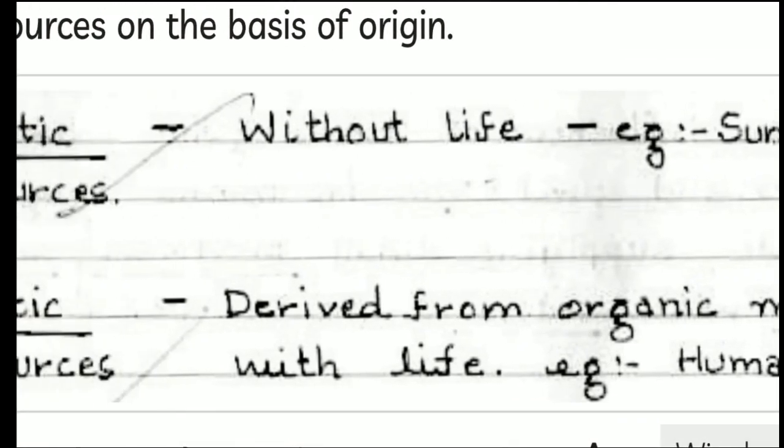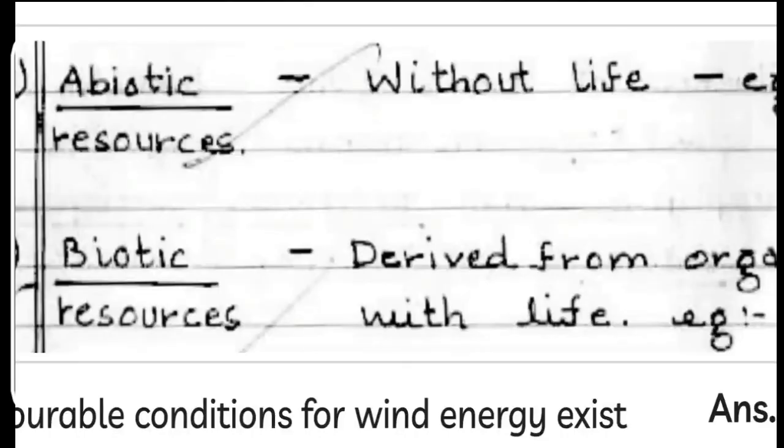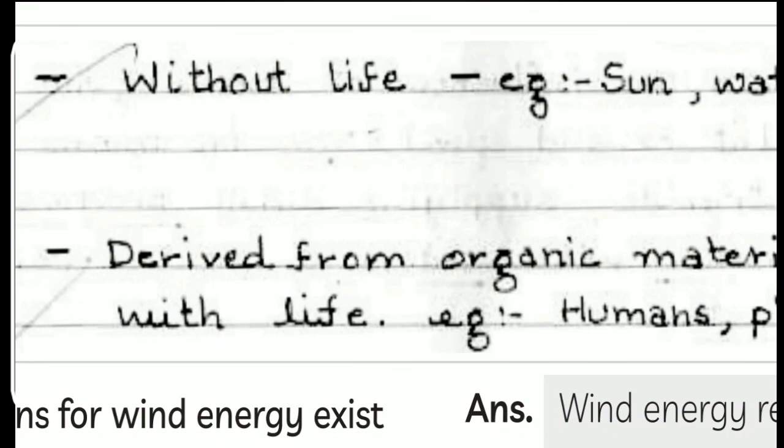We simply write that resources which are obtained from the biosphere. But look, you have to use your sense to answer that 1 mark question. So they simply wrote that abiotic is without life, example sun and water. And in biotic resources they wrote derived from organic materials with life, example humans, plants.